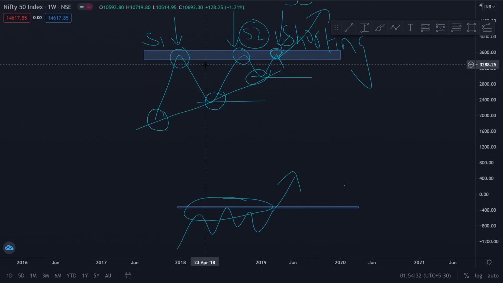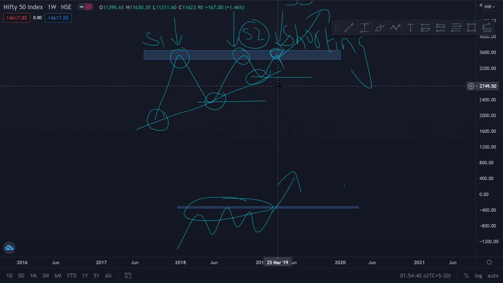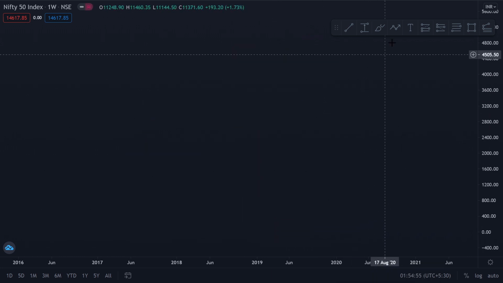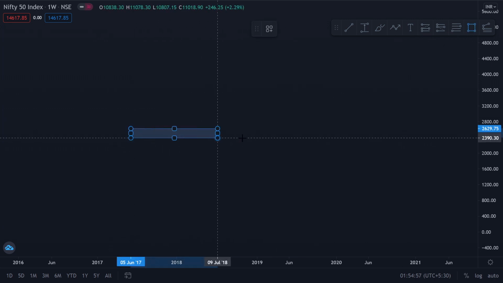So to tell if this resistance would break or not, we should observe the lows which are being formed in the market, and if these lows are higher lows, then we should stay away from trying to short the market at these resistances. What we can do instead is try to catch the breakout. When it breaks the resistance, we can try to buy instead of trying to short the resistance. And very similar for a support as well.